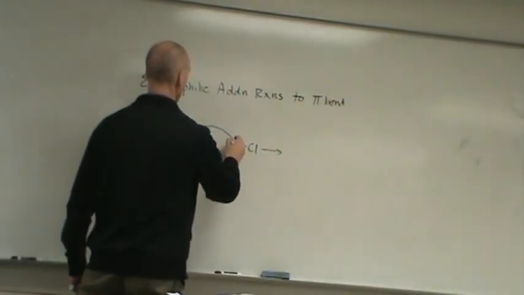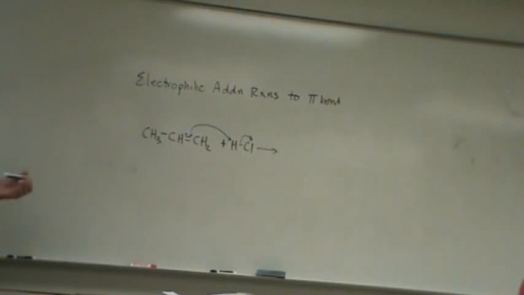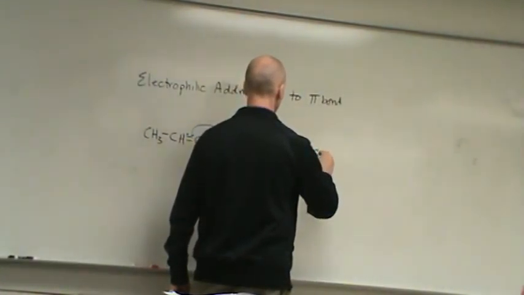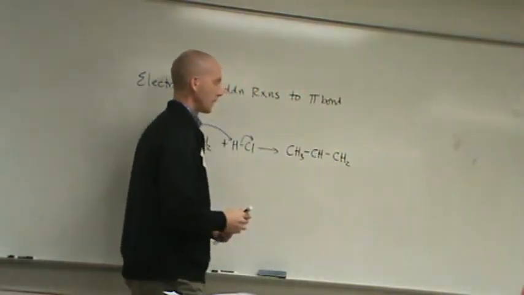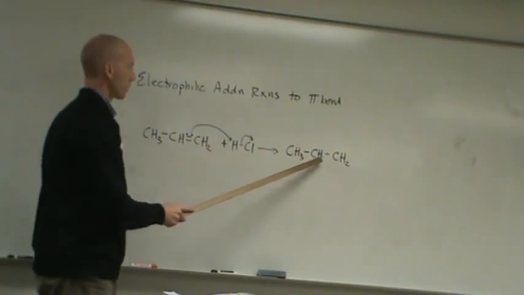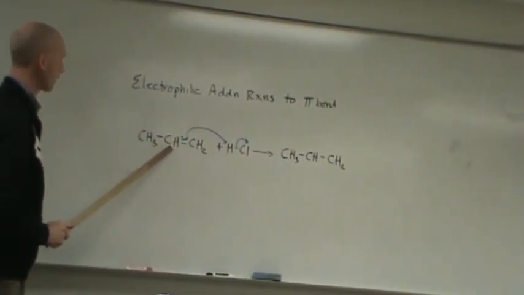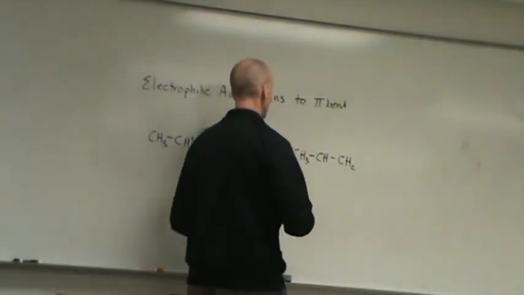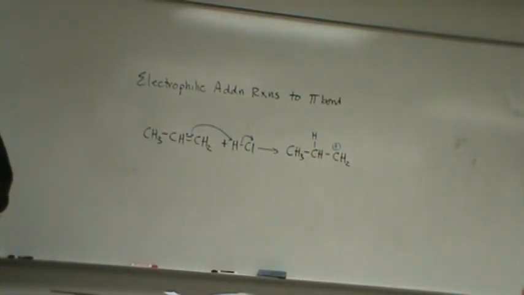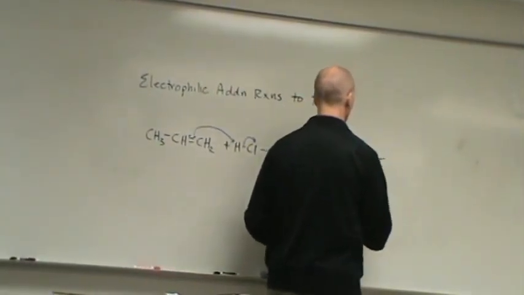So again, I come over and draw my gigantic lone pair, and I attack the hydrogen and kick off the chlorine. Well, if I do that, now I have a little something new. This carbon and this carbon are different, aren't they? That's a CH2, that's a CH. So now I'm going to look at two possibilities. Let's put the hydrogen on the middle carbon, which would make the end carbon get the positive charge.